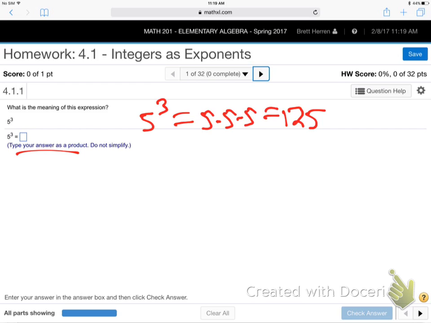Wait, it says type your answer as a product. Don't simplify. In other words, what they want on this one is they just want you to write 5 times 5 times 5. Yeah, they don't want you to actually get the 125 answer. I'll cross that out. Don't do that on this one anyway. Remember what you do if you're unsure, because that's kind of weird.